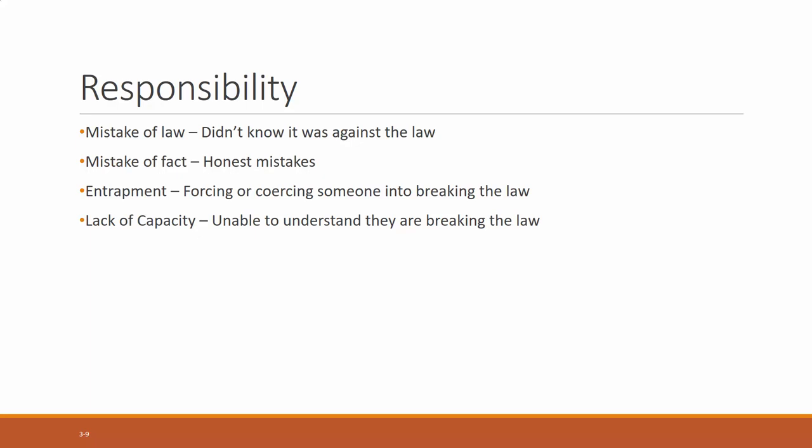Entrapment. Entrapment is where authorities force or coerce someone into breaking the law. So you've heard of sting operations where cops pose as a drug buyer and they get someone to sell drugs to them and then they bust them, right? Or they'll pose as prostitutes, and then when somebody solicits a prostitute, that's a sting operation. That's not entrapment. Providing them an opportunity to break the law and then letting them break the law is not entrapment. But there are times when those sting operations go beyond that scope, where now they're taking someone who probably wouldn't have committed a crime and inducing them.